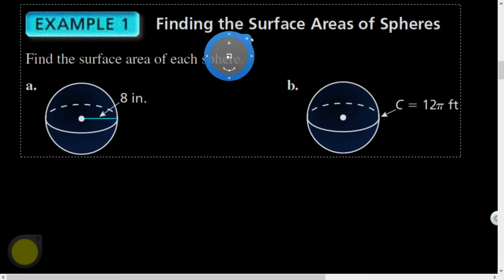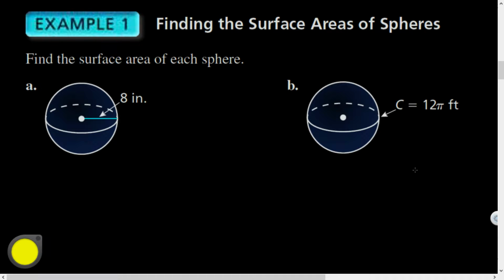So, finding the surface area of spheres. What you do, you've got to find the radius. There's only one dimension that's valuable to us.